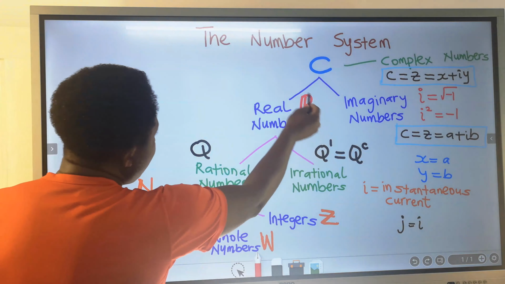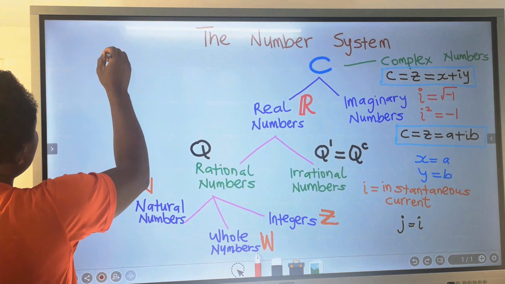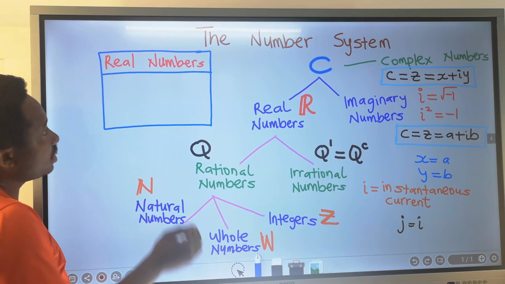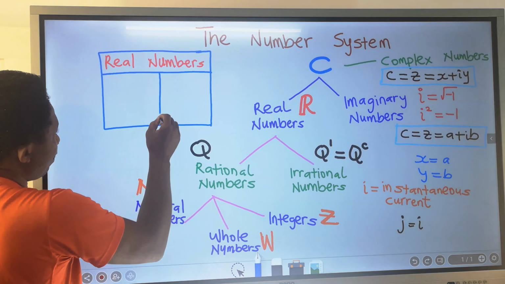You can see that here we have real numbers, and these real numbers got two families.